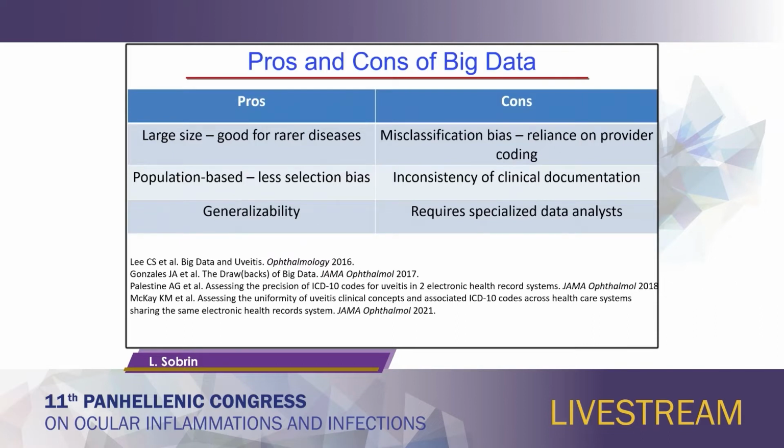I've listed here a few studies or commentaries on big data, and in particular in relation to uveitis. In some of these studies, they discuss the difficulties with ICD codes, our typical diagnosis codes for uveitis, when compared across electronic health record systems, and talk about the need to better define these diagnoses.